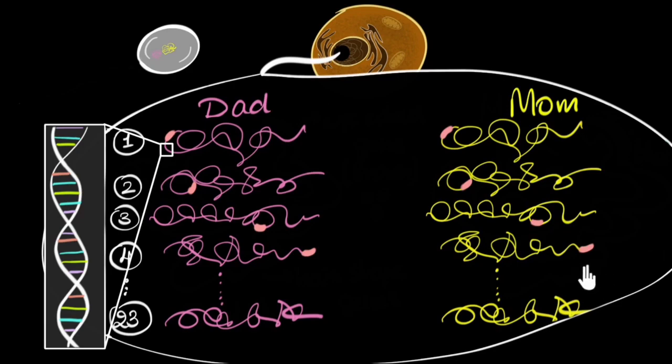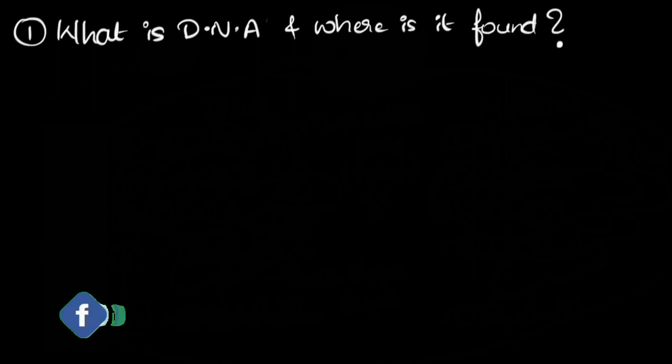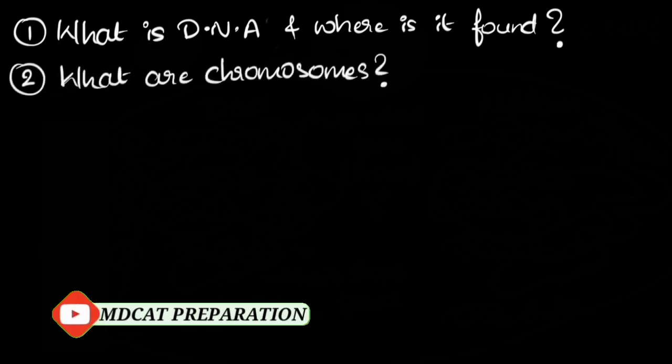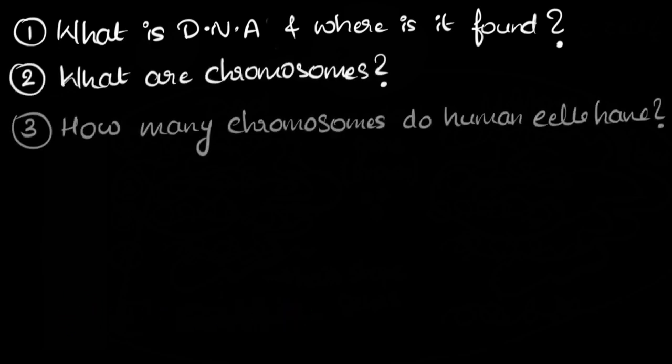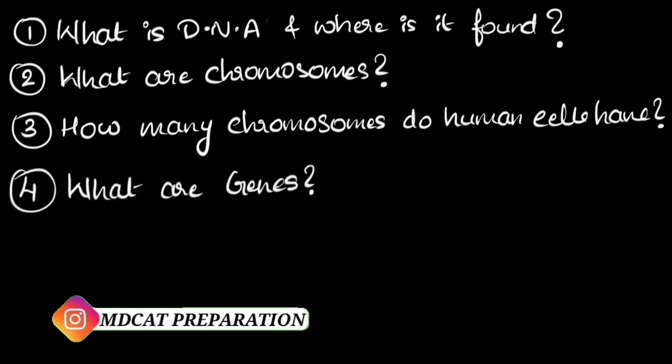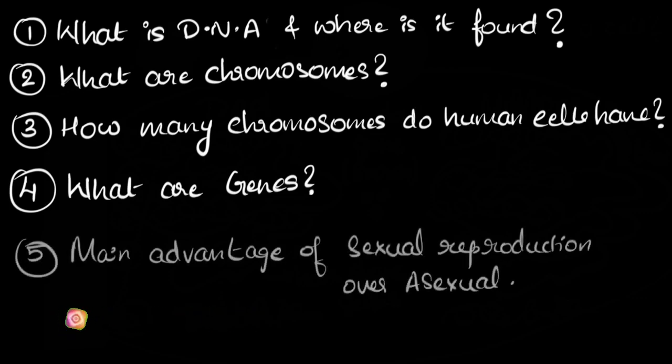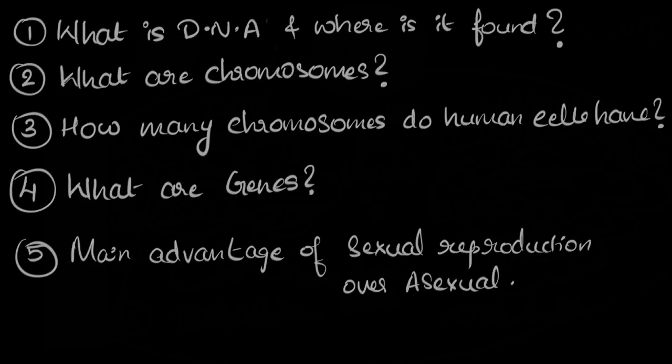All right, so that's pretty much it, okay? So let's see if we can summarize and recall what we learned. So here are some questions for you. Can you recall what a DNA is and where it is found exactly inside a cell? What are chromosomes? How many chromosomes do human cells have? What are genes? And finally, what is the main advantage of sexual reproduction over asexual reproduction? If you have difficulty in answering any of these, don't worry, just go back and revisit the video.